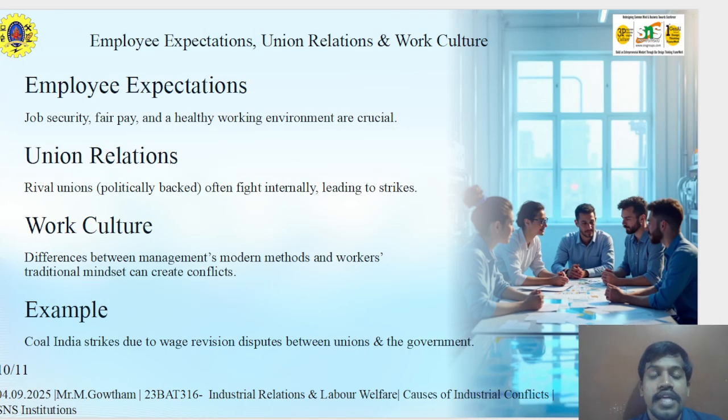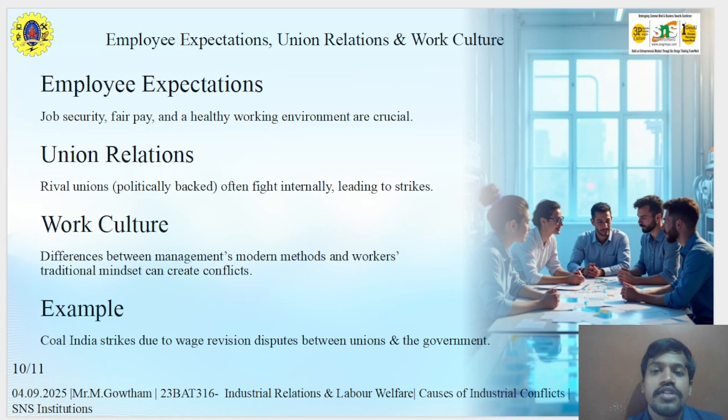The employees' expectations, union relations and work culture, like expectations of job security, fair wages, and healthy working conditions. The unions, rival unions, politically backed, where there is bias and political persons influence the situation, completely giving the solution to one side. The work culture is very important, the difference between traditional and modern methods, which workers follow, can create conflicts.